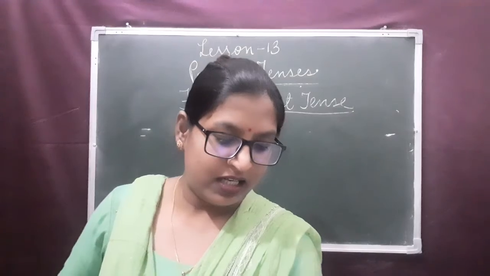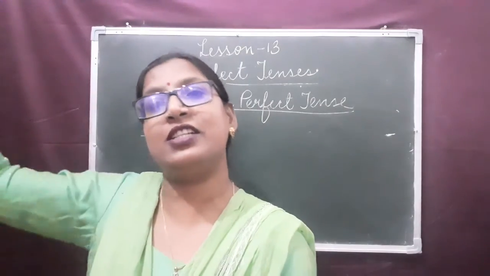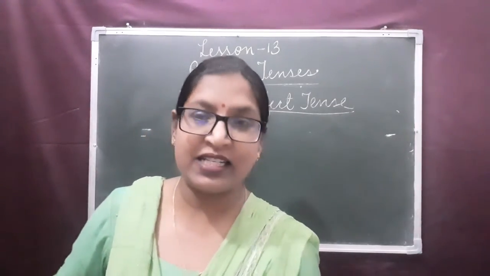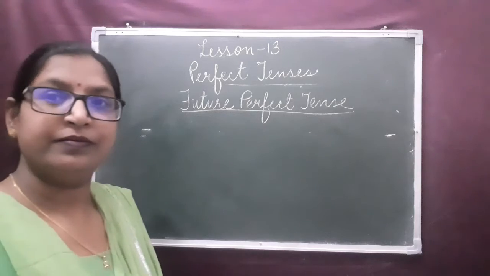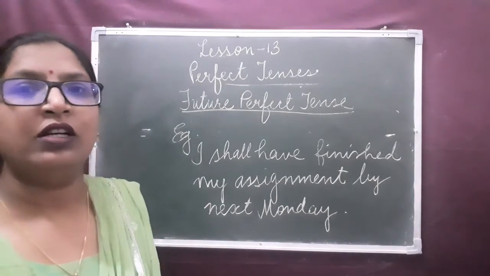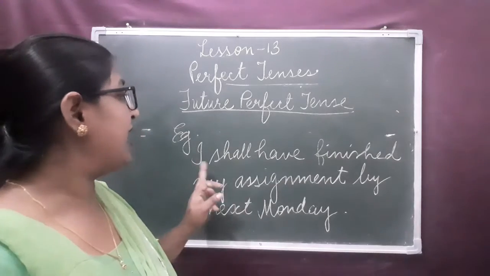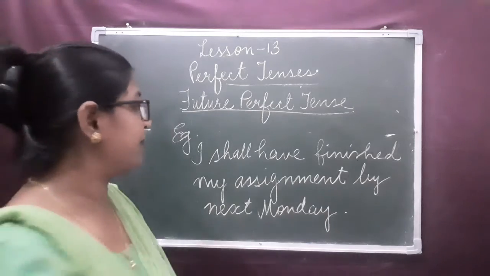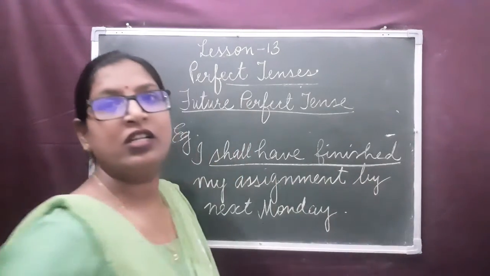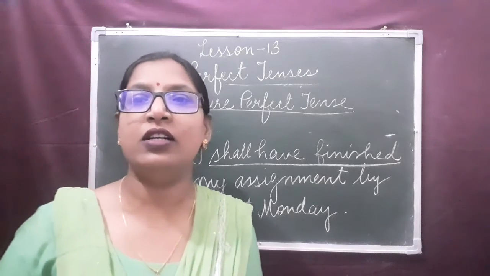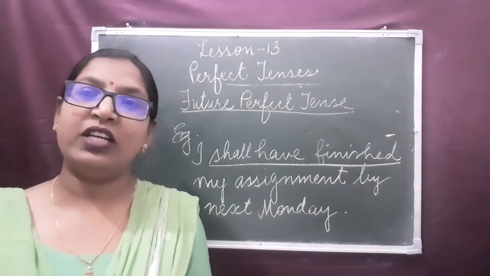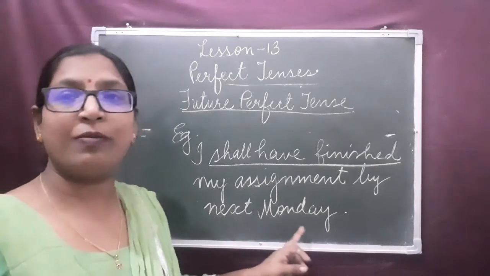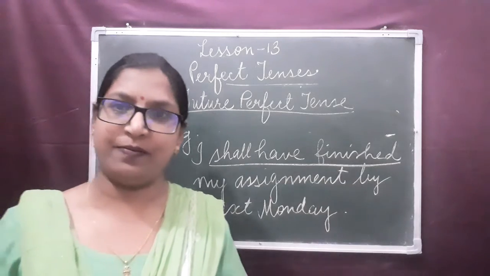Okay, so it expresses an action that will be completed in the future, in the definite period of time, in the fixed period of time. Let's understand through the example. So, let's see the example. I shall have finished my assignment by next Monday. Shall have finished is the verb and it indicates the future perfect tense. In this sentence, the words by next Monday express the future time.